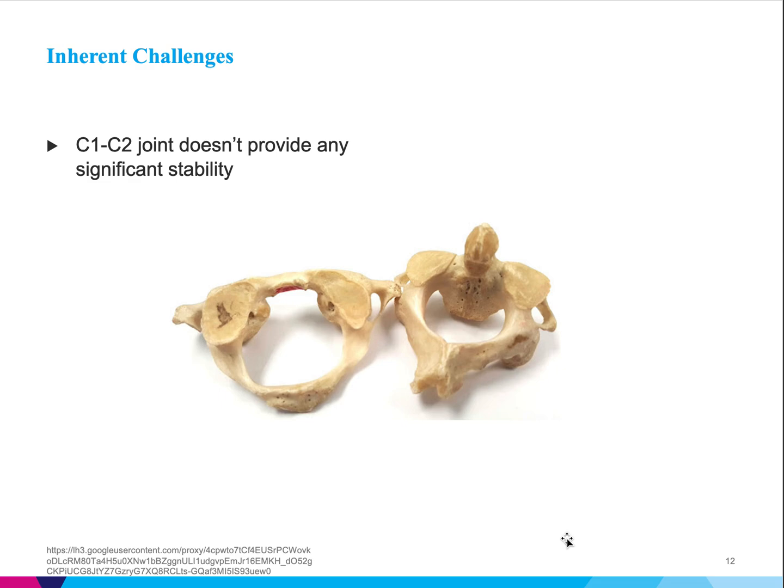Well, C1-C2 has a joint capsule, but it doesn't meaningfully add to the stability of the joint. And the articulating surfaces, since they're flat, also don't contribute to the stability of the joint. When we have an arthroplasty, because we have to ensure that motion is constrained to prevent unsafe movement, we're starting to see that we can't just mimic the shape of the C1-C2 joint.